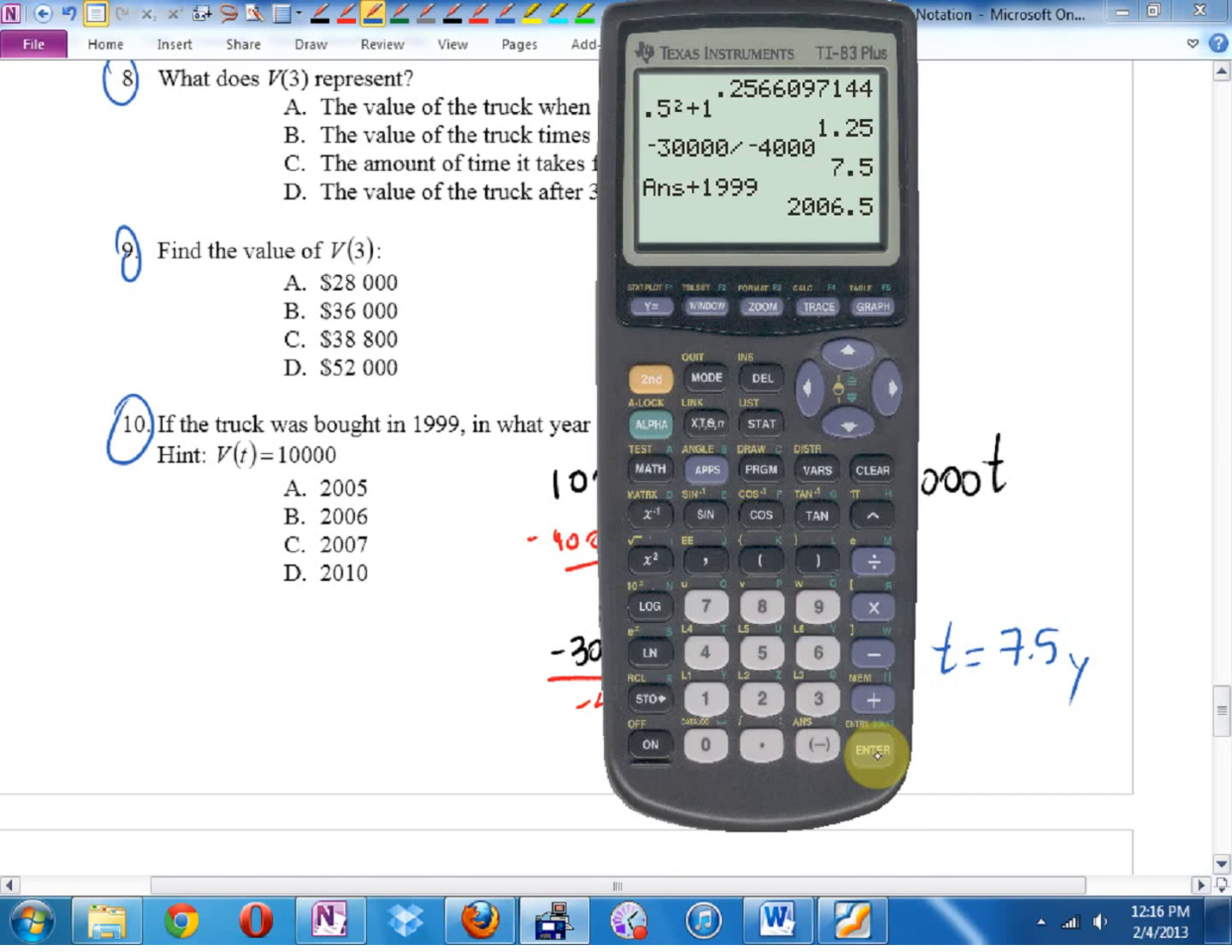B, okay. In fact, you know what? January, February, March, April, May, June 2006, since it's exactly half a year, 6 months in.